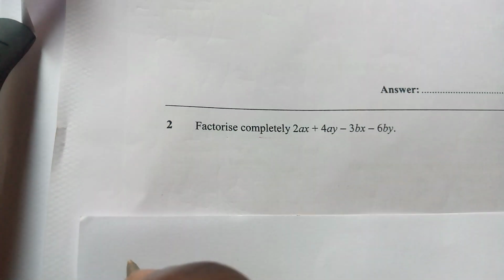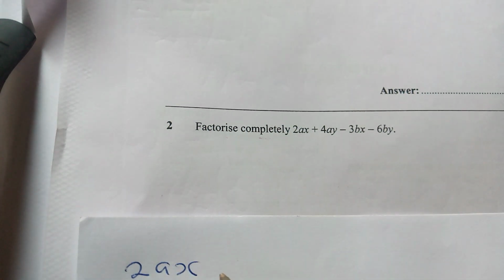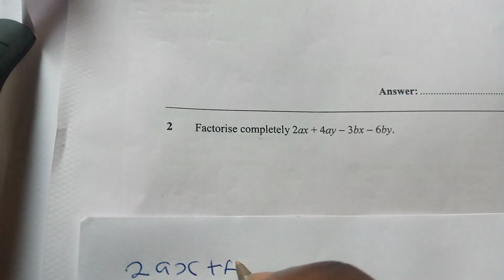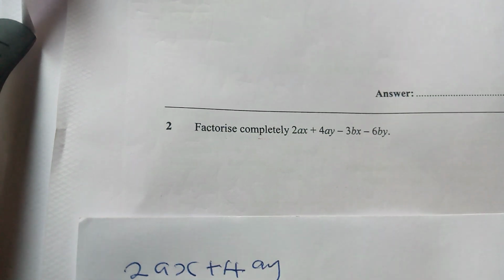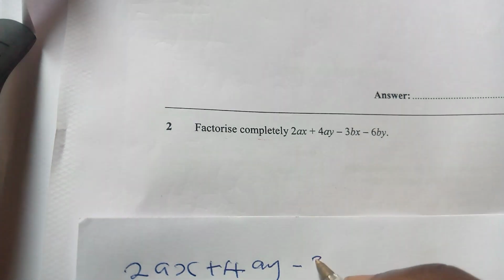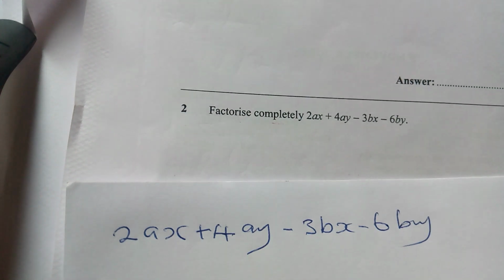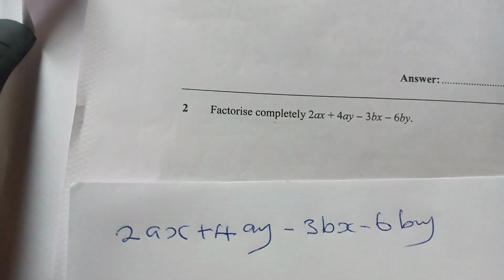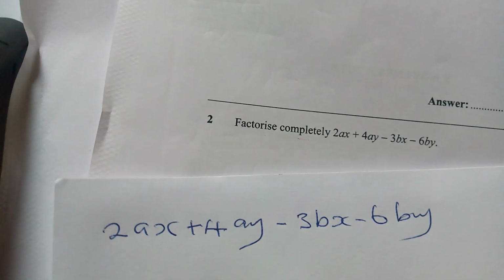The question is 2ax plus 4ay minus 3bx minus 6by. So that is the question. So we need to factorize this one. Now how do we factorize this one?